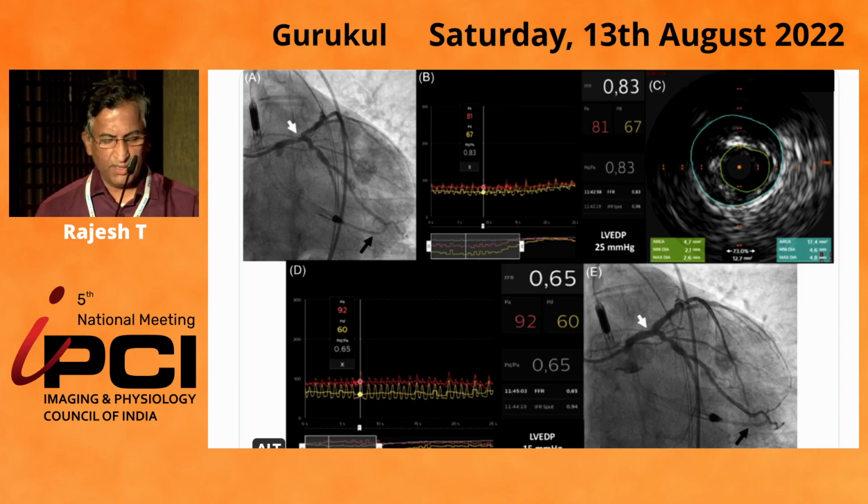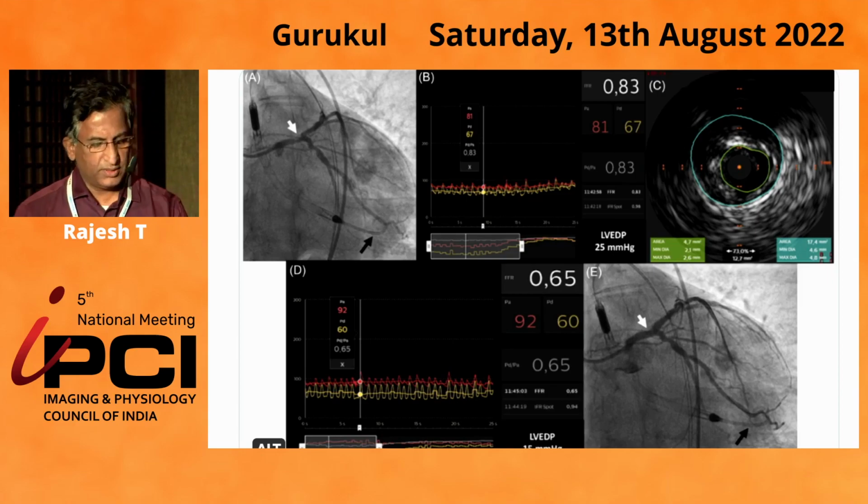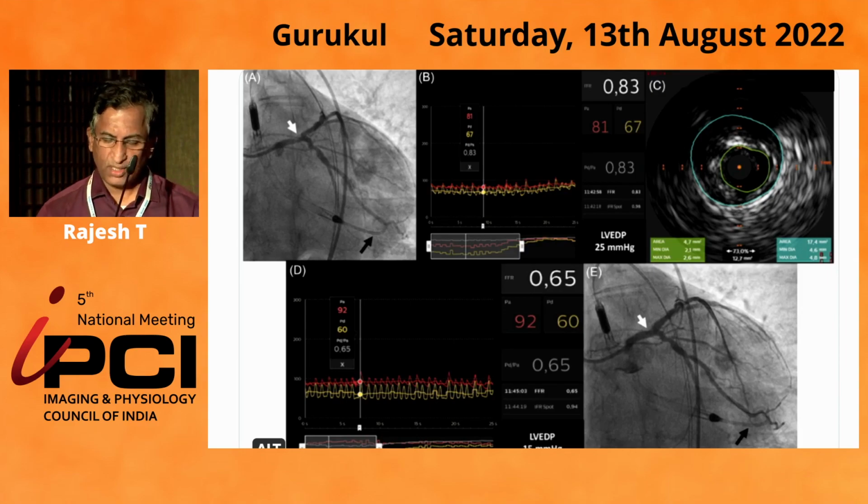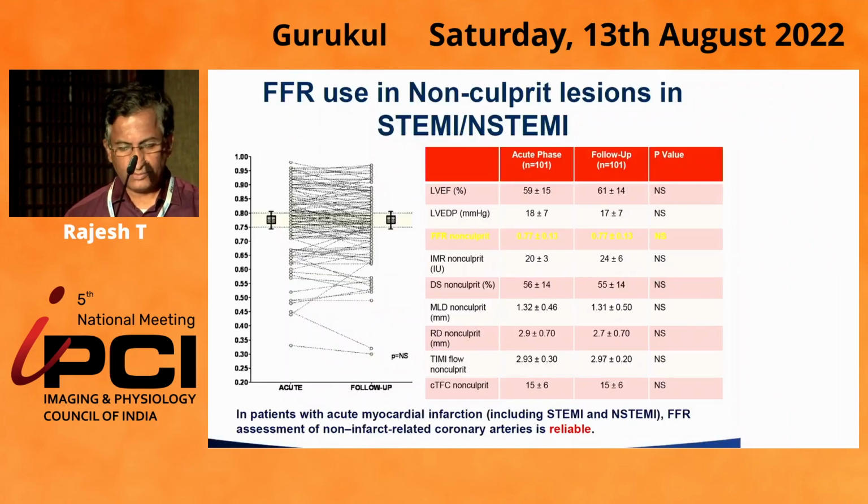Subsequently, after the Impella started working, the end-diastolic pressures came down to 15, and the repeat FFR showed a value of 0.65. So this goes on to say that apart from microcirculatory disturbances, hemodynamics also play a role in determining whether the FFR value is truly a correct FFR value or is falsely elevated.